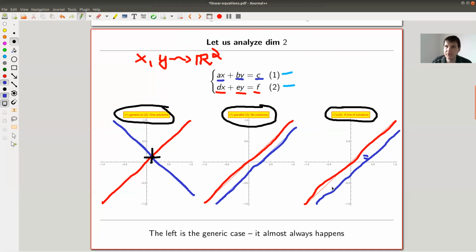And well, takeaway message from this slide is generically, you have a line and a line, so they intersect in one point. If you're unlucky, they don't intersect because they are parallel, which rarely happens. But of course, you can always construct something that they are parallel, or they might even be equal, and then you have infinitely many solutions.